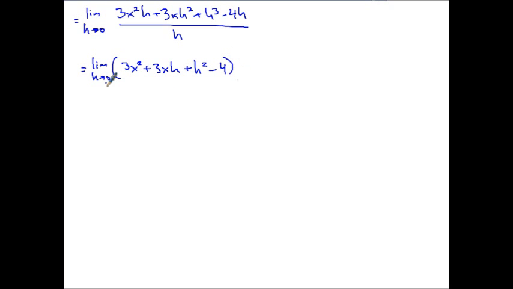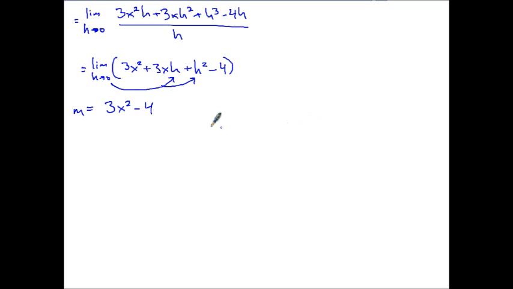Now that I've gotten rid of any possibility of an undefined value by getting rid of my denominator, I can plug 0 in for h in every place that I see an h. In this case, since it's 0, it's really nice, and those terms disappear completely. So the limit as h approaches 0 is 3x squared minus 4, which, remember, is the slope of this guy.